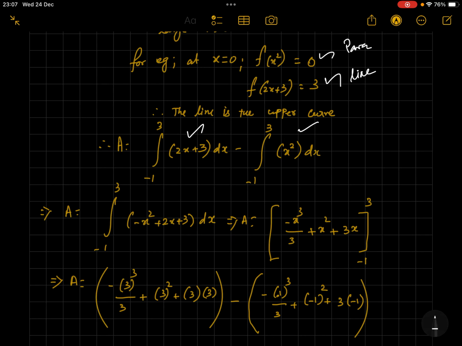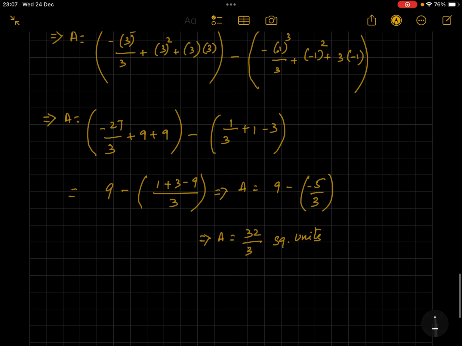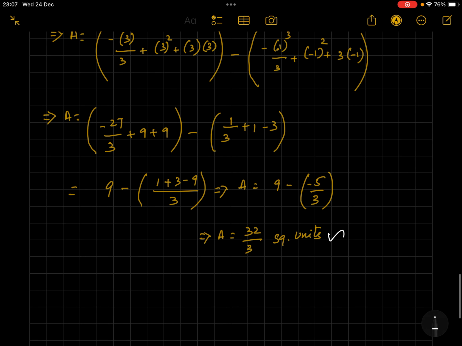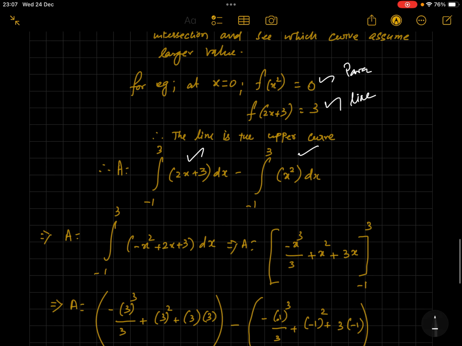Now it's a normal routine way of applying the antiderivative and just solving, and we get the area as 32 by 3 square units. Hope you have understood the basic concepts of how to construct an integral, how to set the limits, why the x coordinates are taken as the limits, and why we want to find out the upper and lower curve. All these things would have been clear.